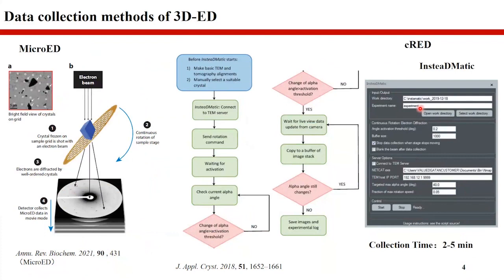For the CRED method, we use the Instamatic here in our lab. This is a small script developed by Stockholm University. It could run on the Gatan DM software. As we can see, the general data collection logic is similar. And here, because we use a faster camera, it is more efficient and the data collection time is down to several minutes for one crystal.